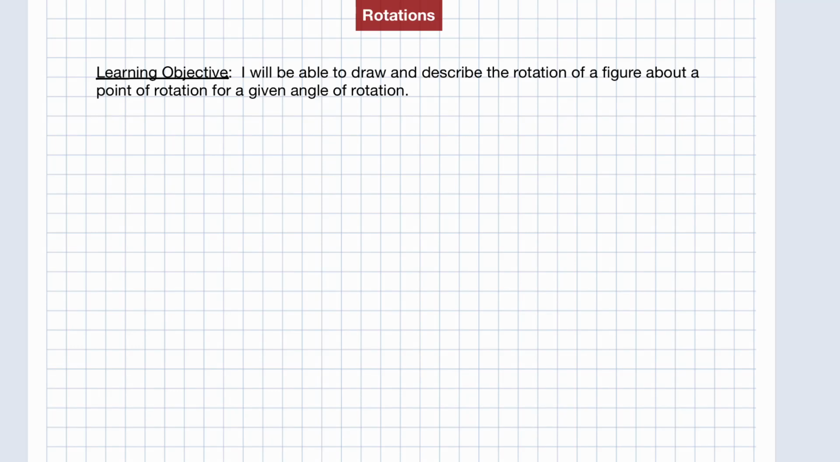Okay, class, today's topic is on rotations, and at the end of this lesson, hopefully you will be able to draw and describe the rotation of a figure or a point about a point of rotation, typically the origin, for a given angle of rotation. Now, the angles of rotation we're going to be discussing will be only three different angles. That'll be 90 degrees, 180 degrees, and 270 degrees. So let's go ahead and get started.